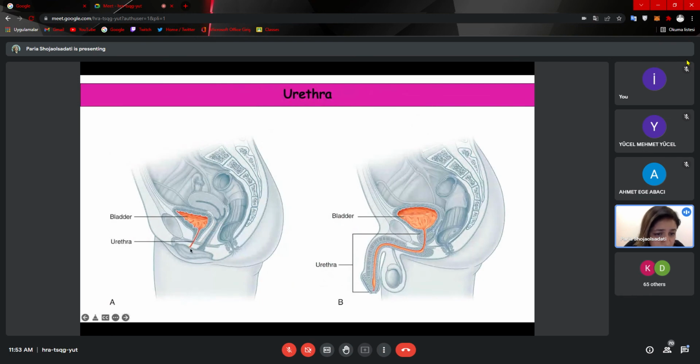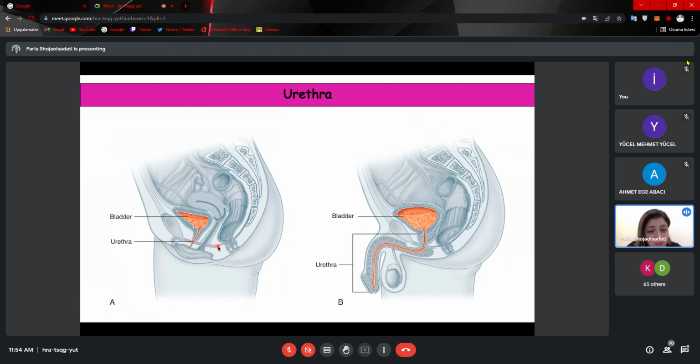Here you can see the passage of the urethra through the pelvic diaphragm. This is the site of the external urethral sphincter. It has different neighbors. Anteriorly, it's neighbored by the dorsal surface of the symphysis pubis, and posteriorly, it's neighbored by the vagina.